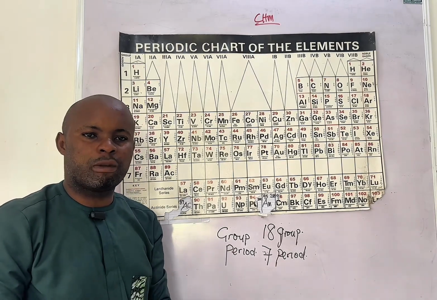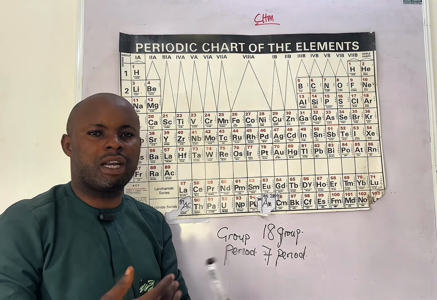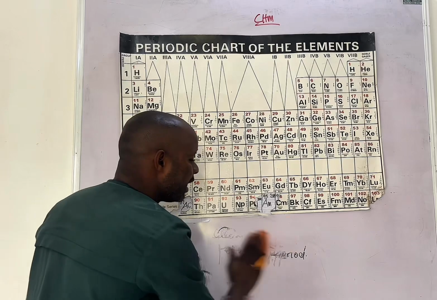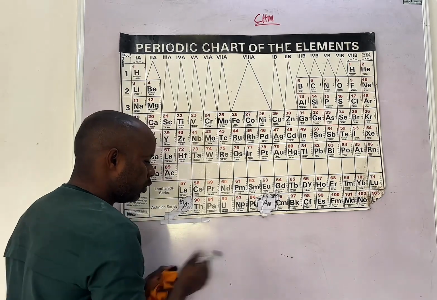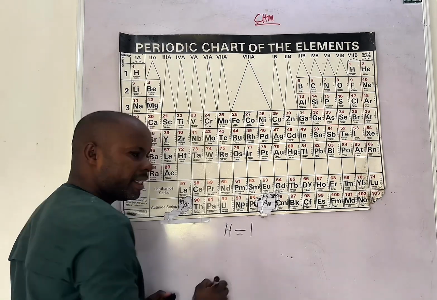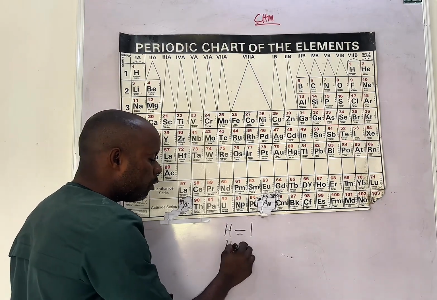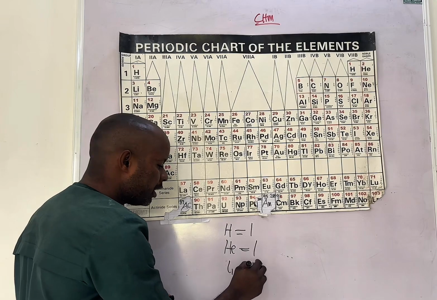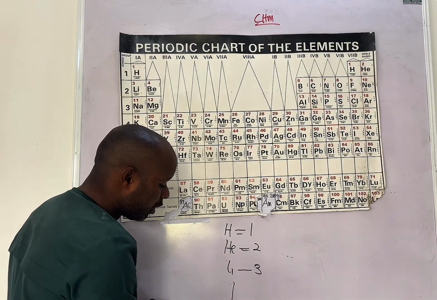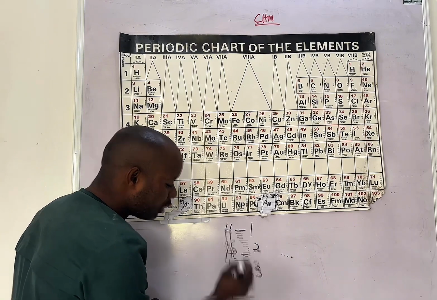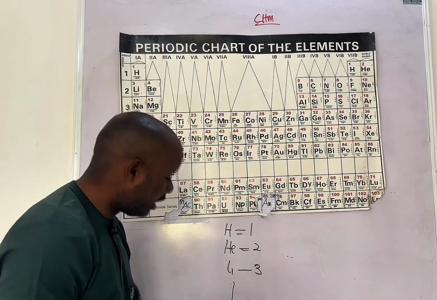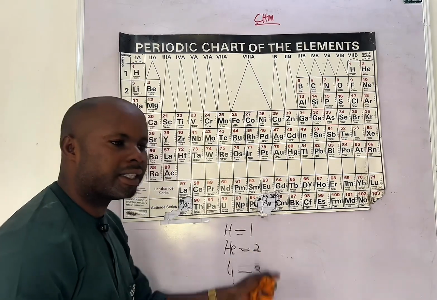What do we mean by atomic number? We define atomic number as the number of electrons or protons. That is to say, hydrogen has atomic number 1, helium has atomic number 2, lithium has atomic number 3, up to the first 20 elements, to calcium, which has atomic number what? 20. So the electrons are the ones that move around the system.